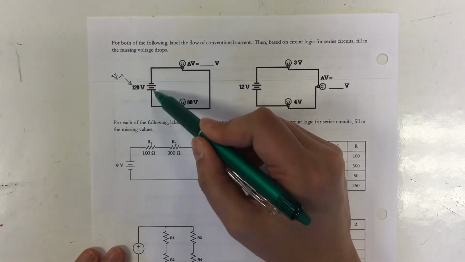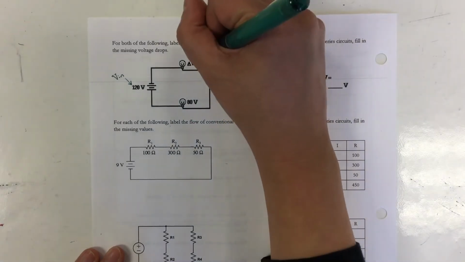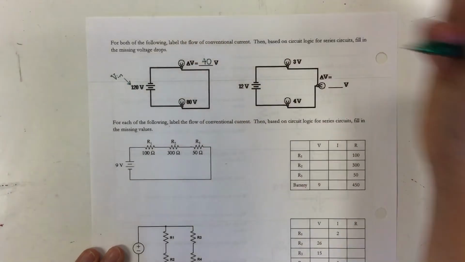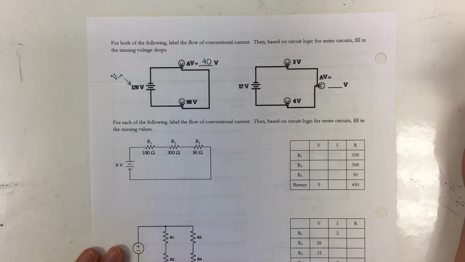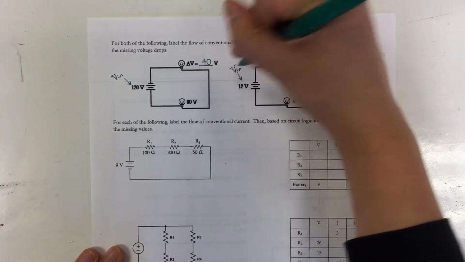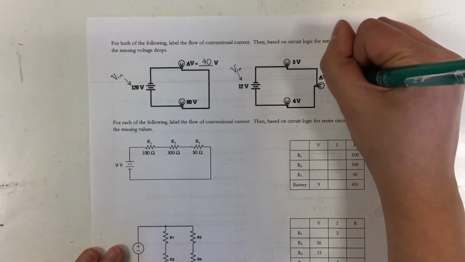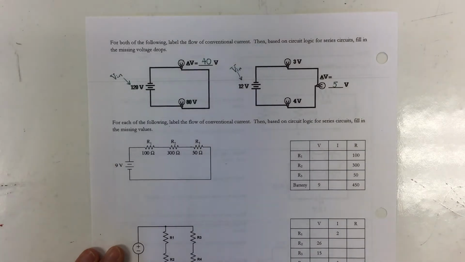So in this case, if 120 volts goes in and 80 get used up by the first battery, 40 must be used up by the next one. Similarly, if 12 volts is put into the circuit and these 2 batteries use up 7 of them, then this one must use up 5. What this practically looks like is a little bit more tricky though.